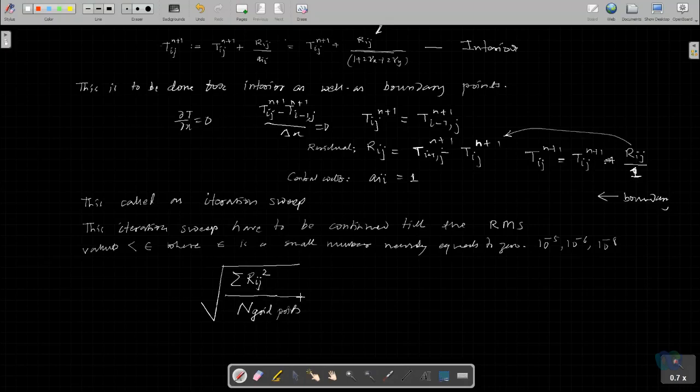Okay. So if this RMS value is less than or equals to 10 to the power minus 5, then you stop. Okay. So this is a stopping criteria.